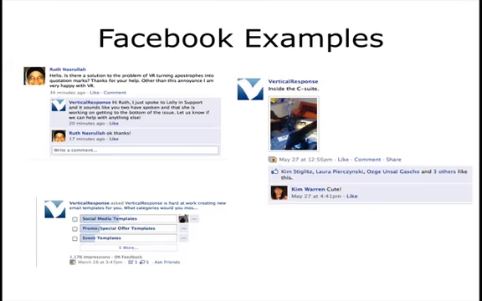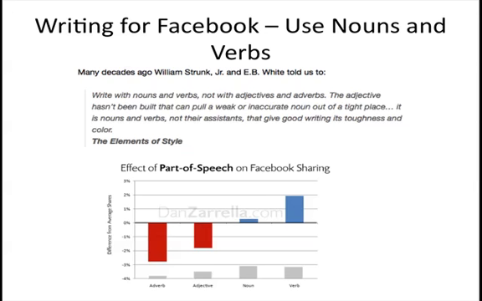So this is some information that I found that I thought was really interesting. I wanted to share it with you. This is from Dan Zarrella, and he's like this social media experiments guru. He runs a ton of tests. So there's just a little quote here from The Elements of Style, and it said, write with nouns and verbs, not with adjectives and adverbs. The adjective hasn't been built that can pull a weak or inaccurate noun out of a tight place. It is nouns and verbs, not their assistants, that give good writing its toughness and color. So this goes back to what I was saying about keeping it short and simple.